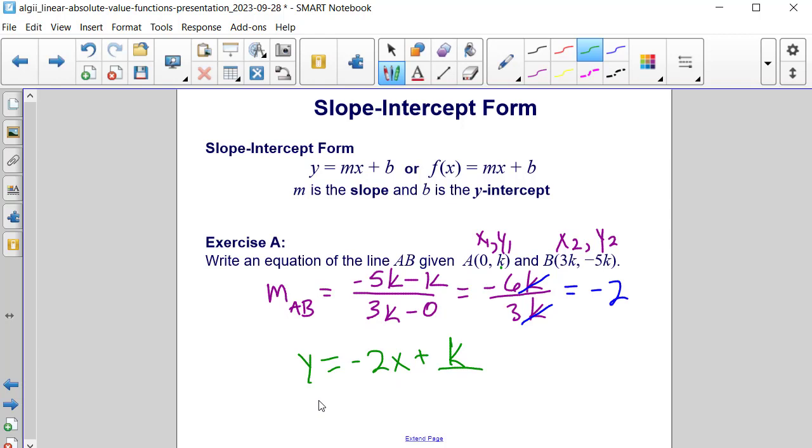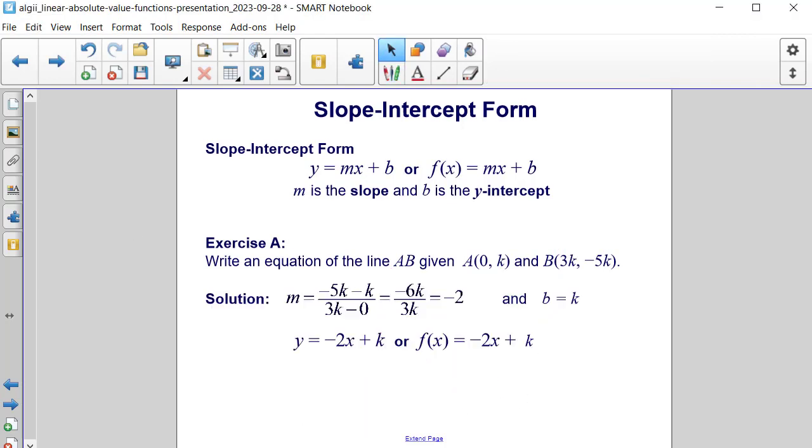If you were to write this in function notation, it would be f of x is equal to negative 2x plus k. Here's the solution to our problem. We found that the slope of our line is negative 2, and then our b value is k, this y-coordinate that crosses the y-axis.